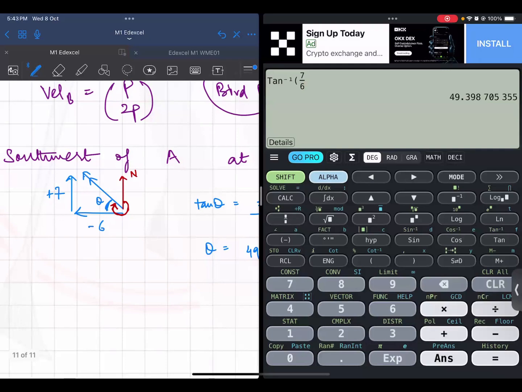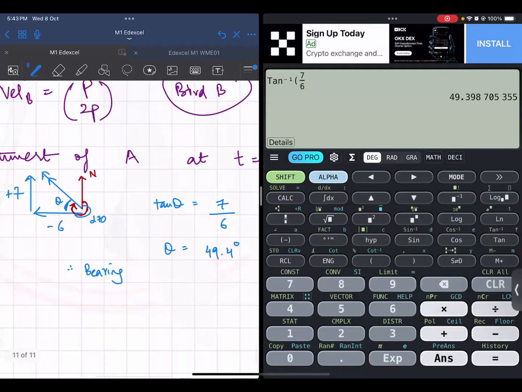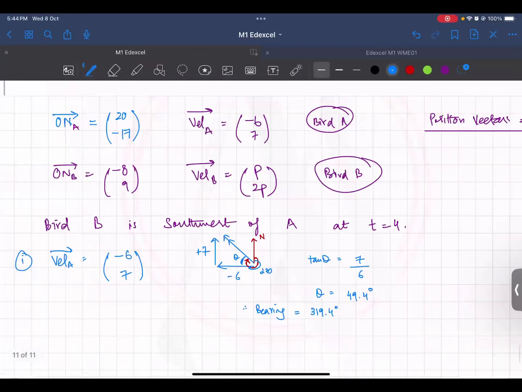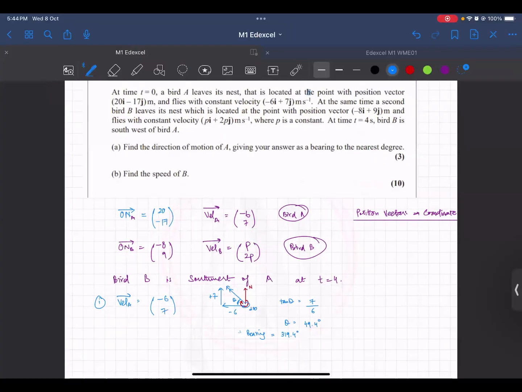So for the total, we know this much is 270. So the total bearing would be 270 plus 49.4, so this is 319.4. Okay, got it? Any questions, anyone?